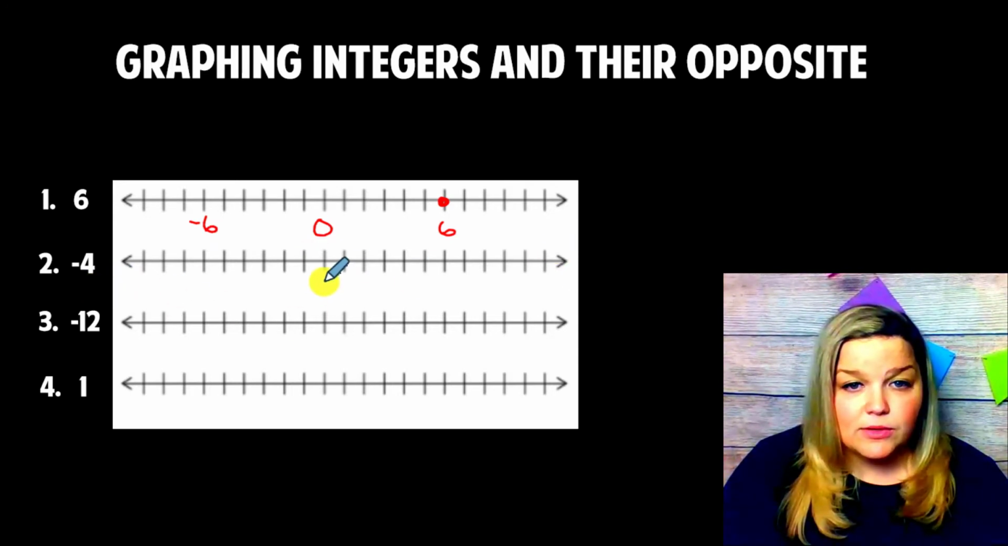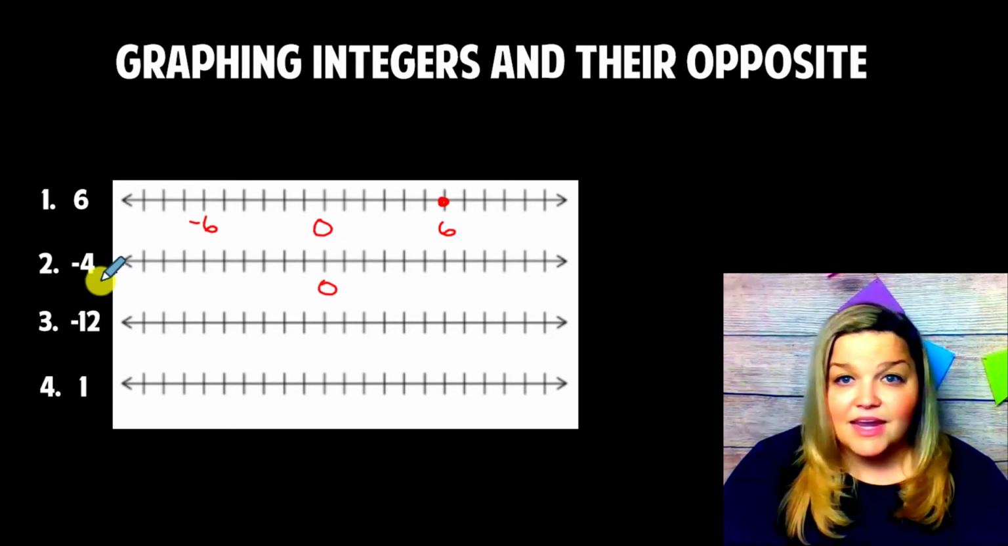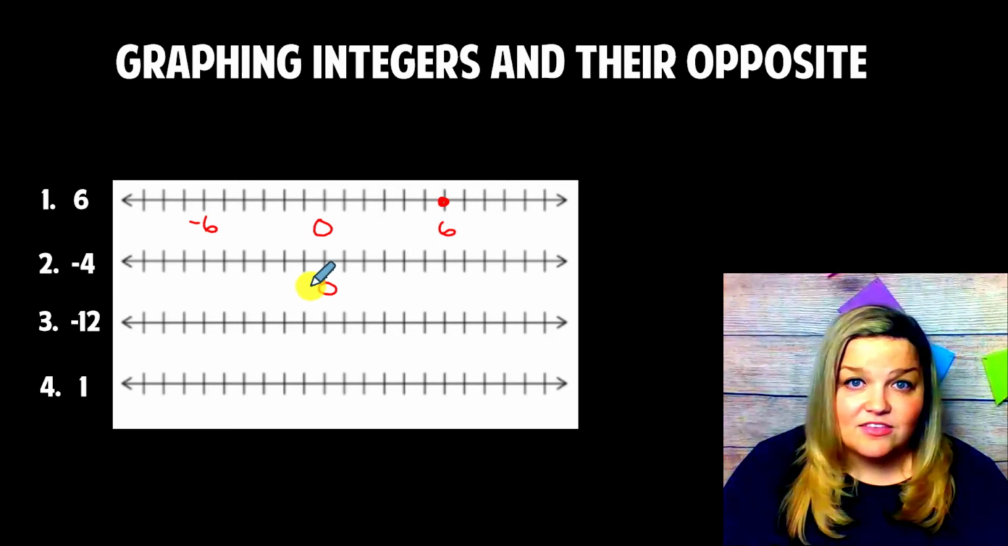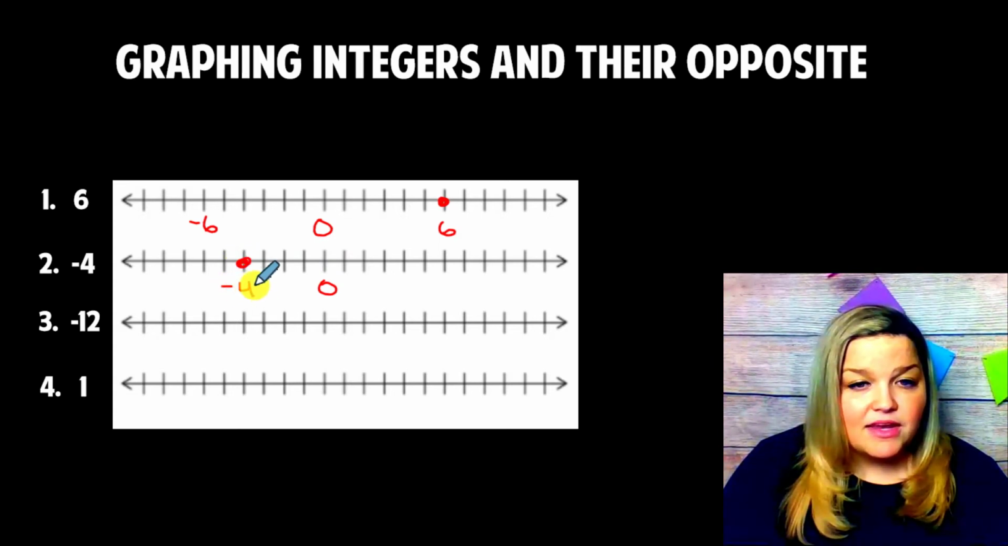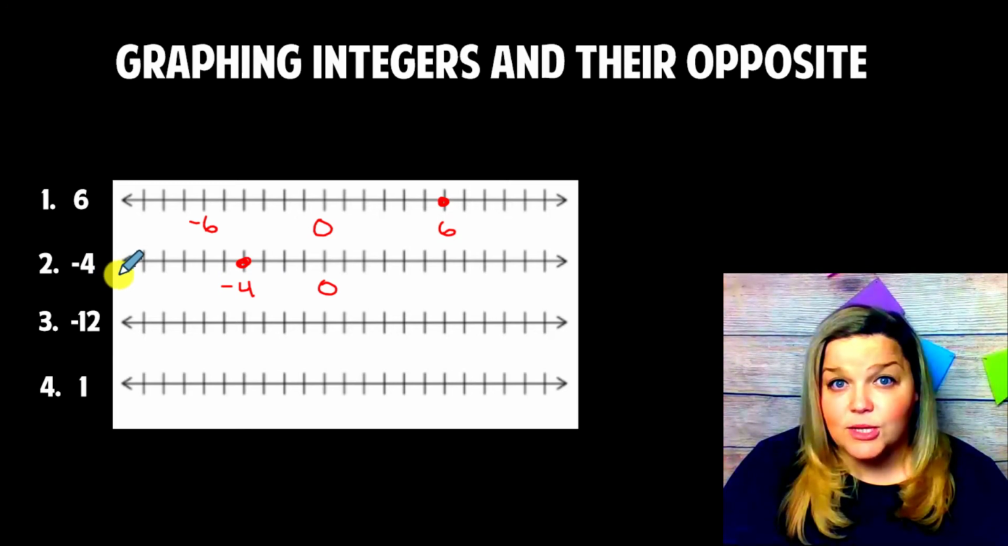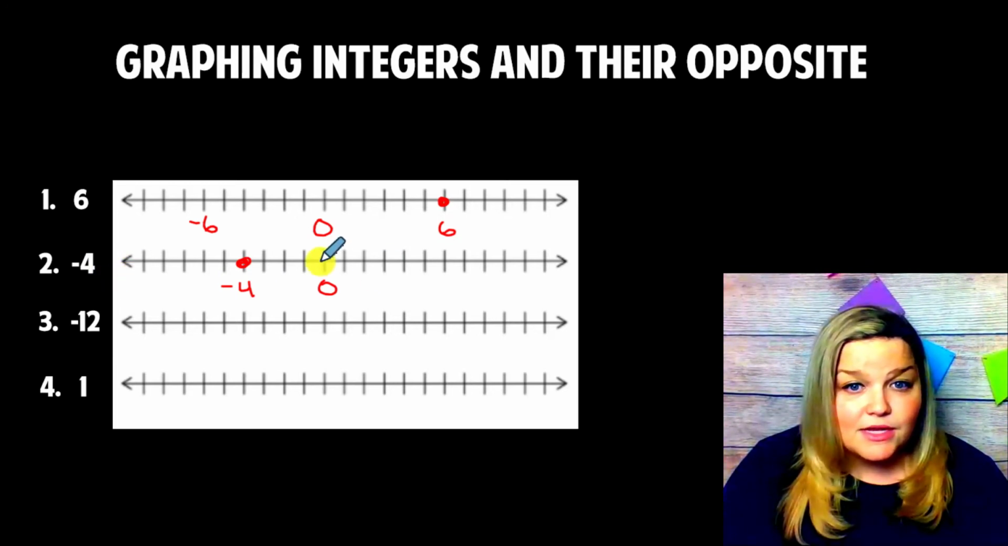All right, so let's plot our next value. I'm going to put my 0, -4. So I know that my negative values are on the left-hand side of 0. So I'm going to count back 4 spaces. 1, 2, 3, 4. Label it. And the next part of the question is asking me to graph its opposite. So 1, 2, 3, 4.